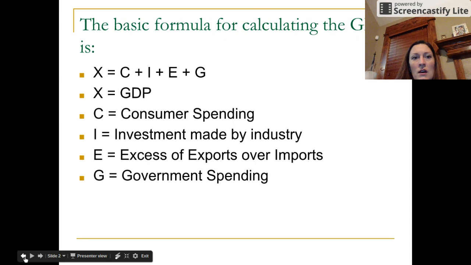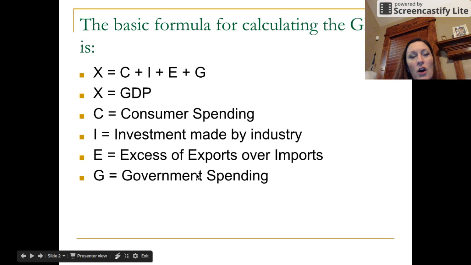The basic formula for calculating GDP is X equals C plus I plus E plus G. X is representing GDP, C is for consumer spending, I is for investment made by industry, E is for excess of exports over imports, G is for government spending.